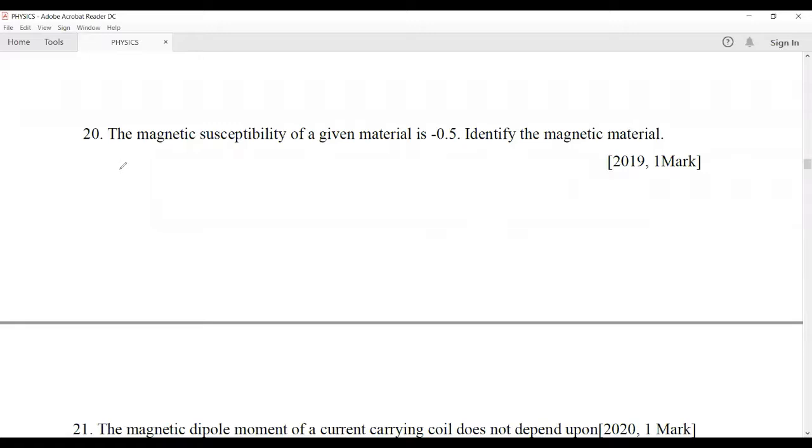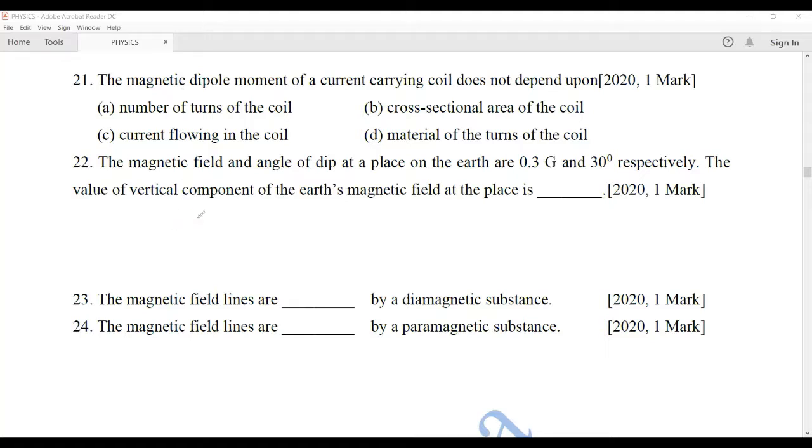Question number 20. The magnetic susceptibility of a given material is minus 0.5. Identify the magnetic material. As the susceptibility is a small negative value, the substance is a diamagnetic substance. We know that the susceptibility for a diamagnetic substance is small negative. These are a few objective questions which have come in 2020, so let's discuss these questions also.